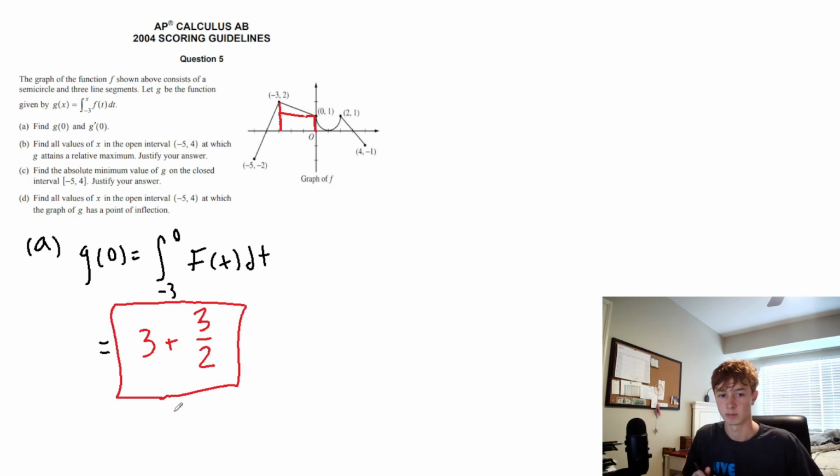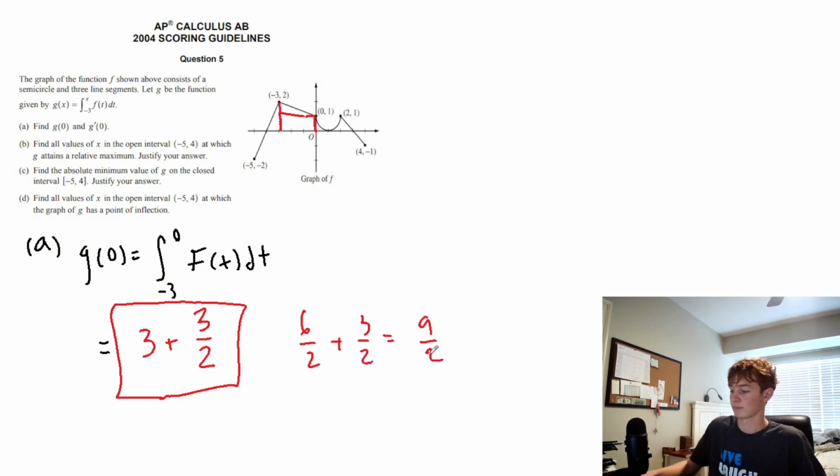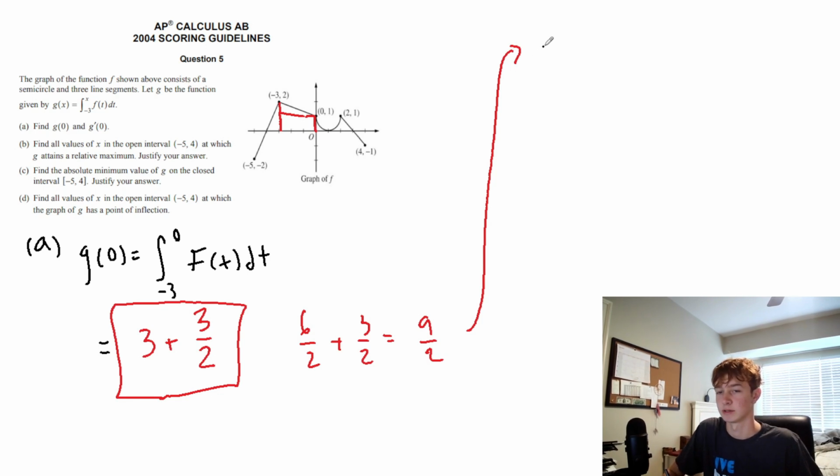But if you had a multiple choice question and this wasn't one of the options, you could obviously convert 3 into 6 over 2 and then add 3 over 2 to get 9 over 2. So now the next part of A asks us, I'll continue A up here. The next part of A asks us to find g prime of 0.